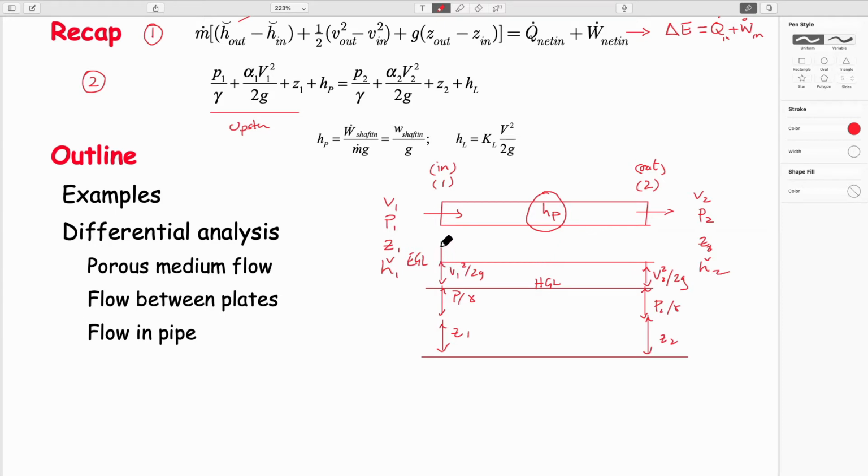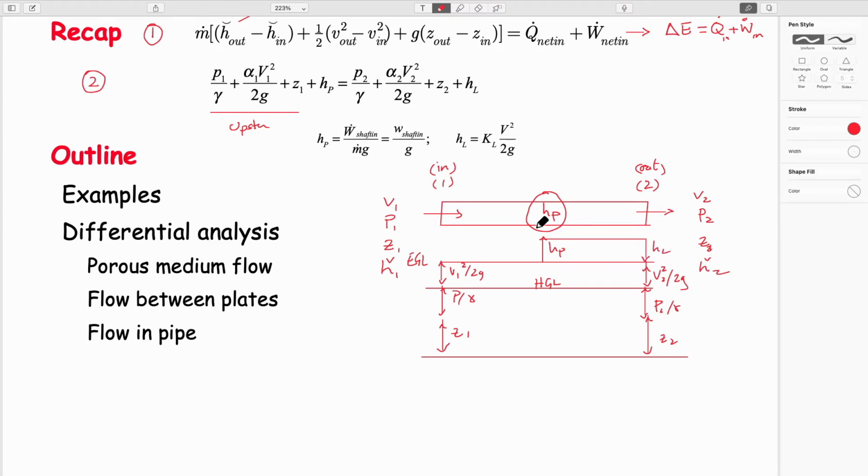Last time we drew it like this. This is a pump head, and this is a head loss. They might not be equal to each other, but we could draw it that way. The other way to think about it, kind of the way I'm going to draw it, is that this would be a pump head, and then this would be a head loss, right?